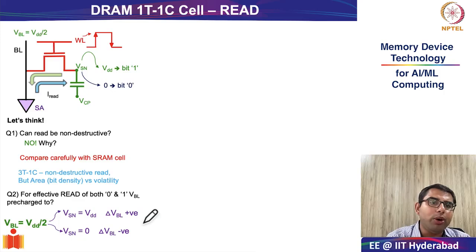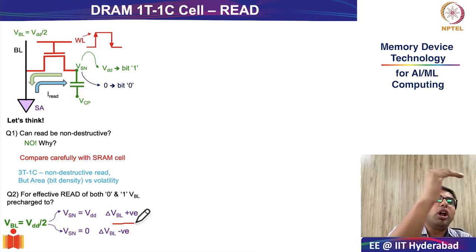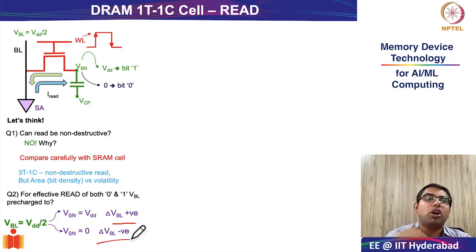So in essence, when you have a storage node value of VDD and you pre-charge the bit line to VDD by 2, there will be a charging of the bit line because of a positive gradient between the storage node and the bit line. Whereas if V storage node was 0, there will be a negative gradient from VSN equal to 0 to VDD by 2 on V bit line. So there will be a discharge of the bit line, and therefore the change in bit line voltage will be negative. This is the very simple operation of the bit line value.